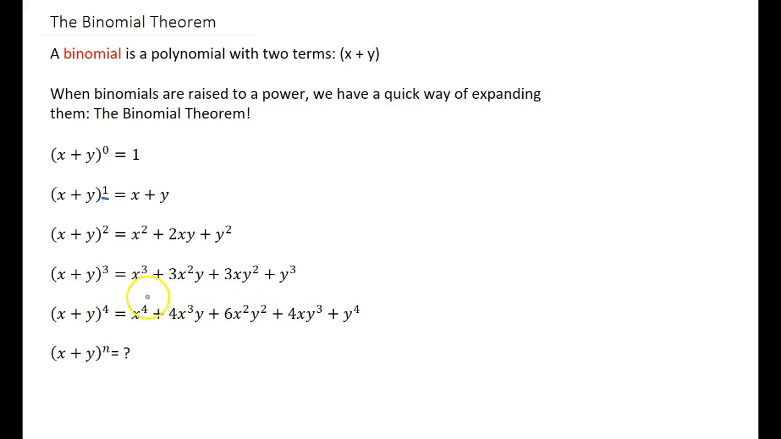Well, there turns out there's a pattern to these coefficients. So when it's cubed, it's 1, 3, 3, 1. And when it's to the fourth, it's 1, 4, 6, 4, 1. And the binomial theorem is what gives us these coefficients.